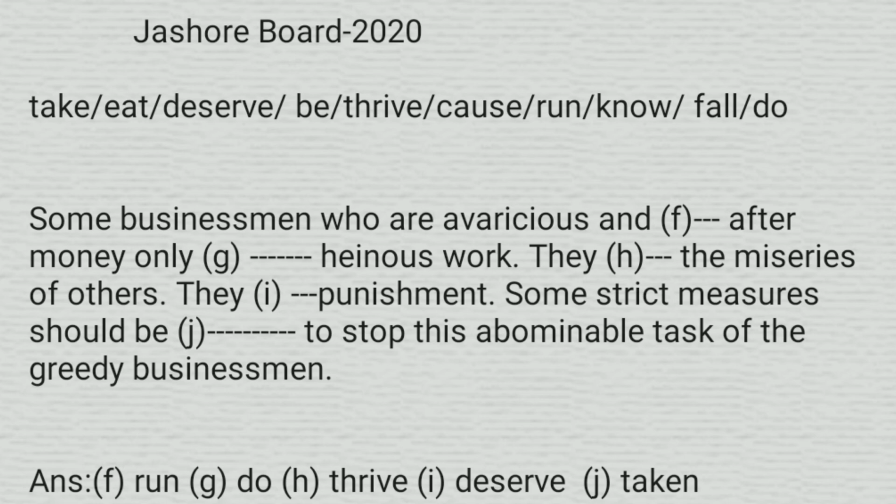Some strict measures should be dashed to stop this abominable task of the greedy businessman. Here we can see that should be, and because of should be the answer will be taken, because we know that after should be, would be, could be we have to use the past participle form of verb, so the answer will be taken. Dear students, I hope that now you have understood how to solve board question.